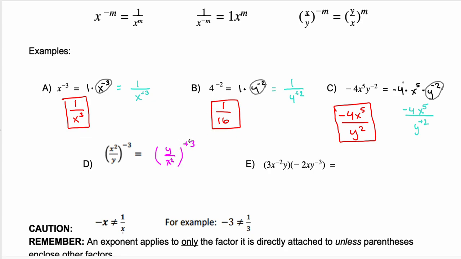Now we use the expanded power rule to distribute this exponent of 3 to every piece inside of the fraction, or inside of the parentheses. So this y has a 1 attached to it, so this becomes 1 times 3, which is 3. So we'll have y to the power of 3 in the numerator. This is x squared to the power of 3, so that becomes 2 times 3, which is 6. So the denominator becomes x to the power of 6.